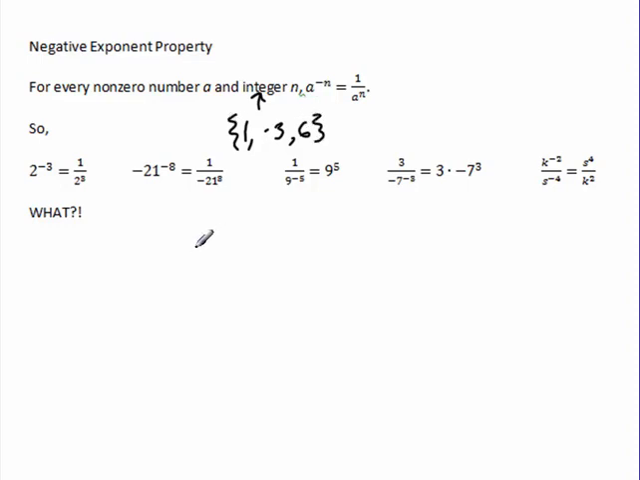Okay, so I need a to be any number that's not 0, and I need n to be an integer. So here, a is 2, it's not 0, and n is 3. So 2 to the -3 equals 1 over 2 to the 3rd. -21 to the -8 equals 1 over -21 to the 8th. 1 over 9 to the -5th equals 9 to the 5th. Do you see what's happening here? Do you see the pattern? Let's try one more. 3 over -7 to the -3rd is 3 times -7 to the 3rd. Okay?